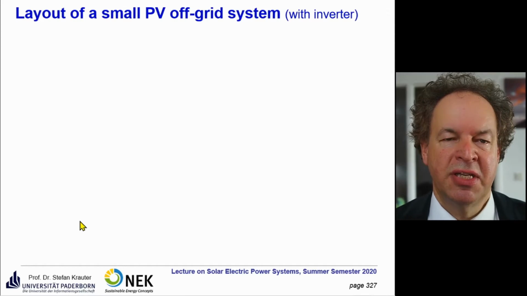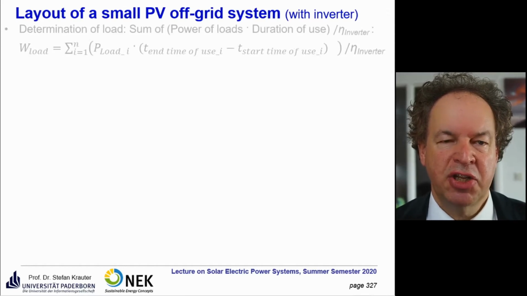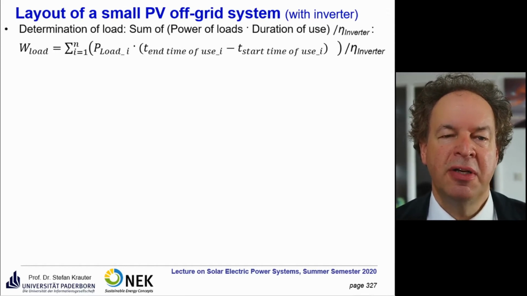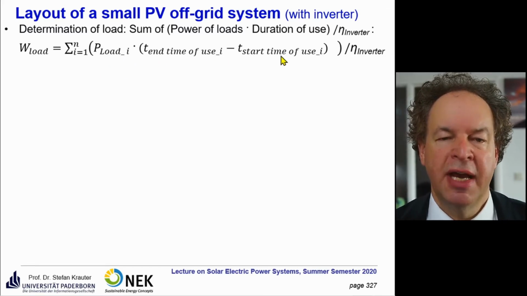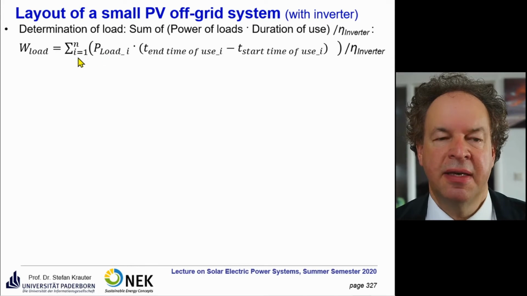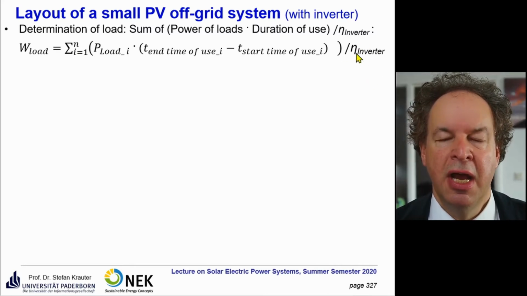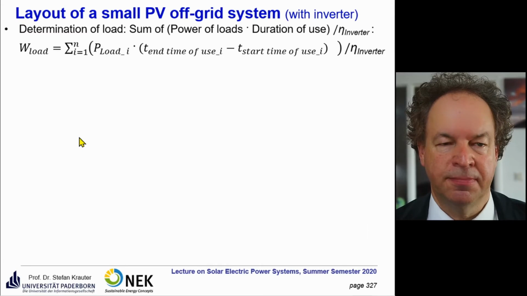The plan how to design a system is included in the lecture. So first we determine the load. So we take the power of each load and its duration of use. So we have the end time of use minus the start time of use, and add these up from load 1 to load n if you have n different loads. And if you have an inverter, we have to consider the inverter efficiency also.